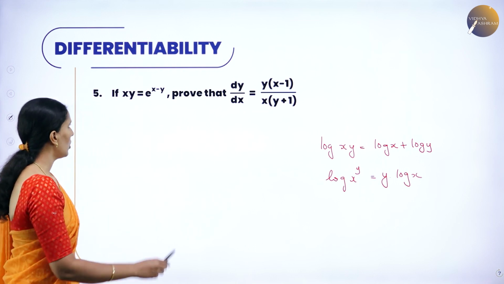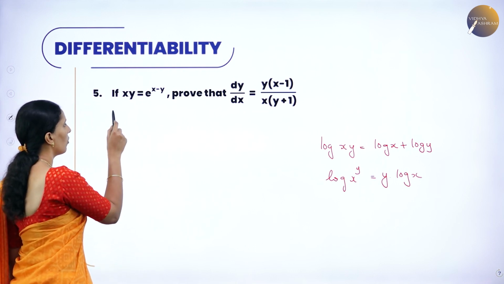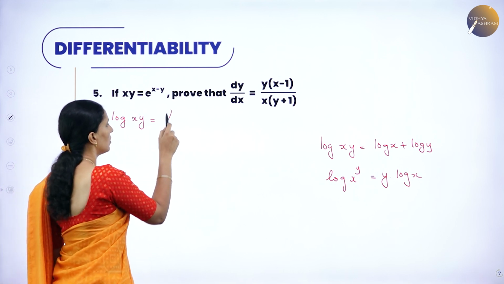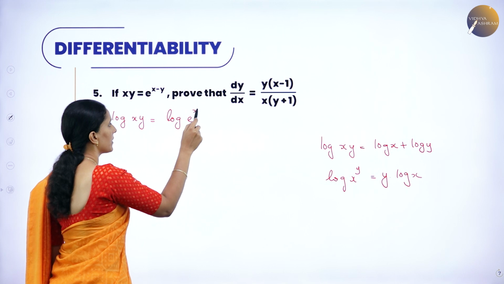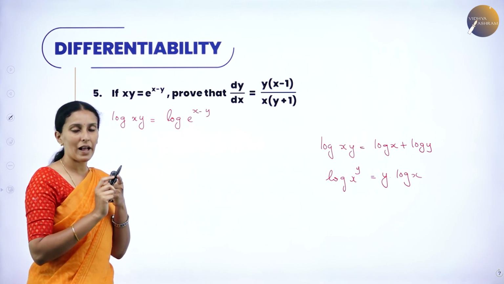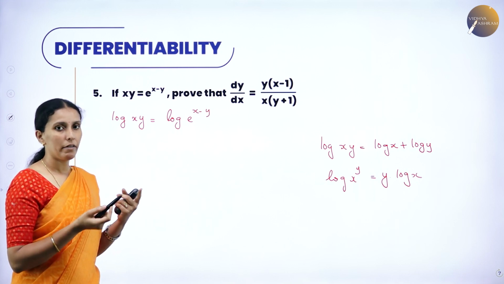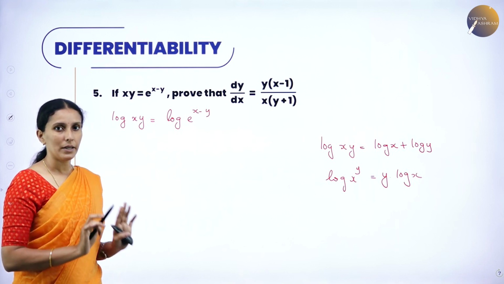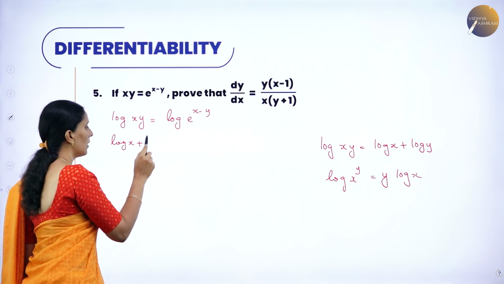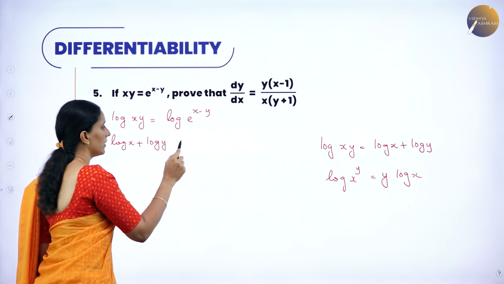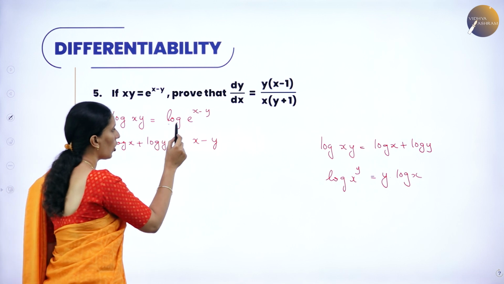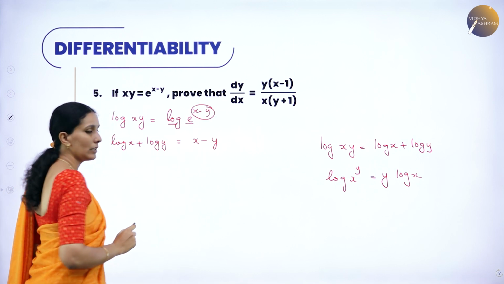So now let me apply log on both sides. So when you apply log on both sides, it becomes log xy is equal to log e to the power x minus y. I already told you whenever you have log and exponential function, the value will be only x. So log e power x is x, or e power log x will become x. So here this can be written as log x plus log y is equal to x minus y. So when you have log and exponential, only write the term given here.